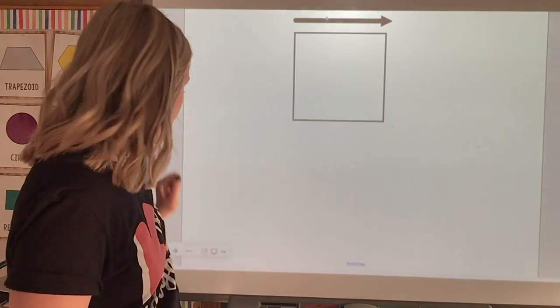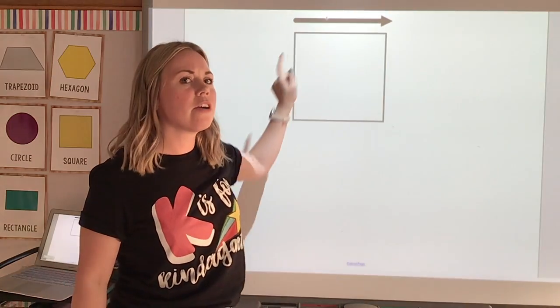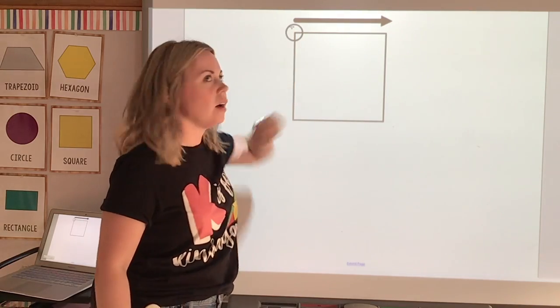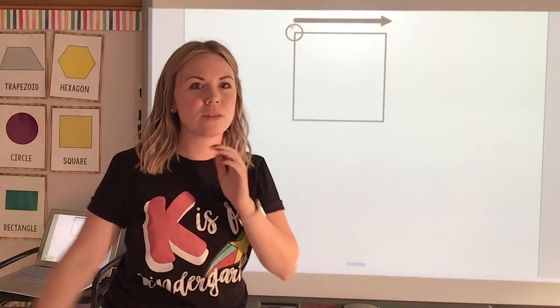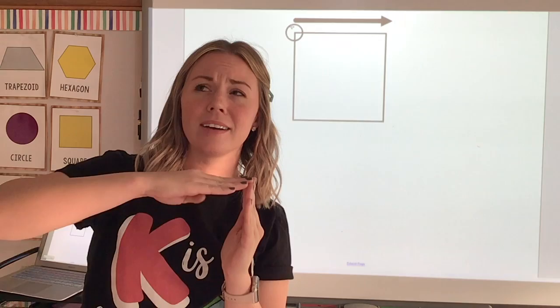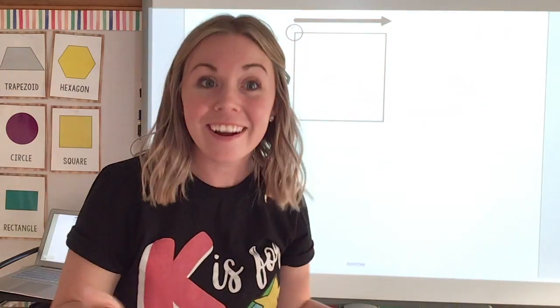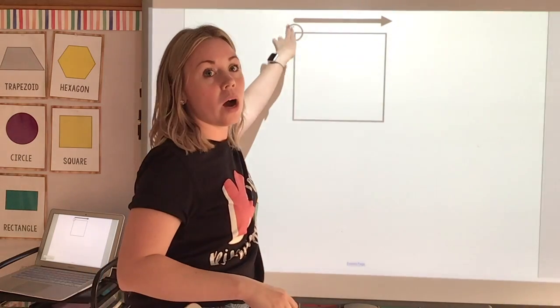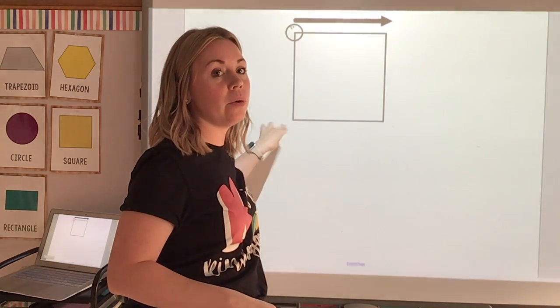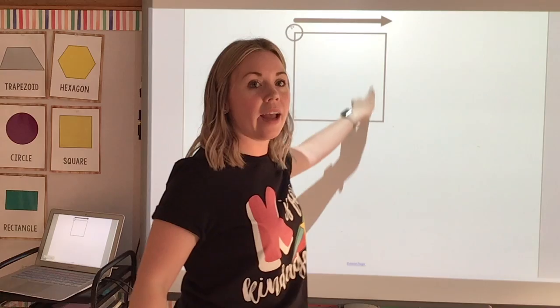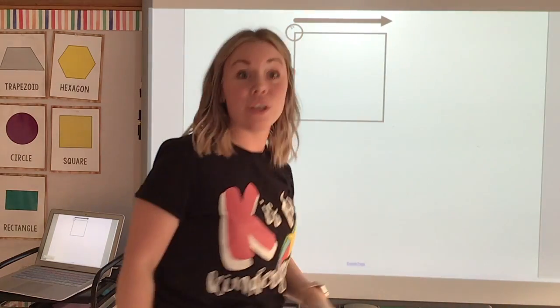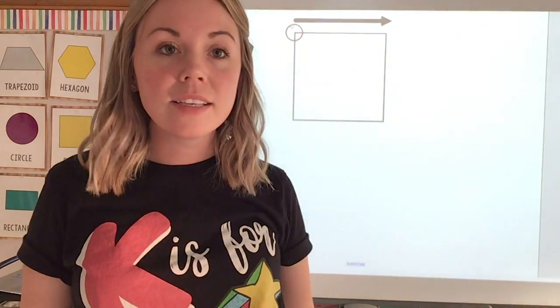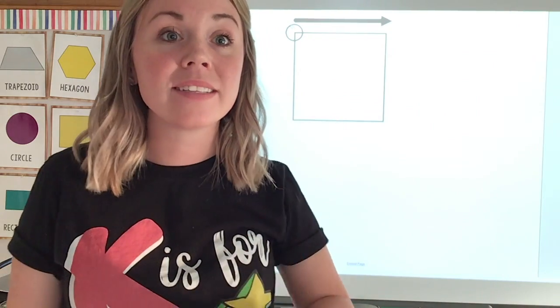All right, let's take a peek at this square again. What is the other part of a square? It's where those 2 sides come together. It's a corner. Very good. Let's go ahead and count how many corners a square has. 1, 2, 3, and 4. You got it. So just like a rectangle, a square also has 4 corners.